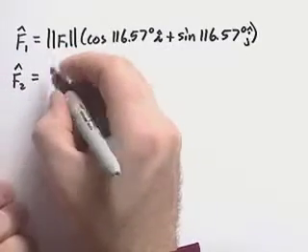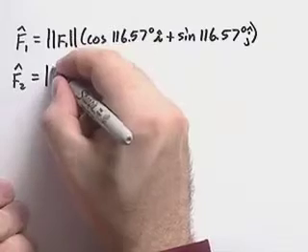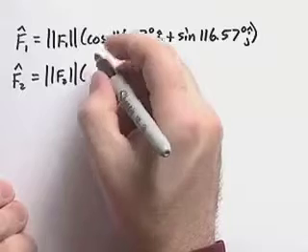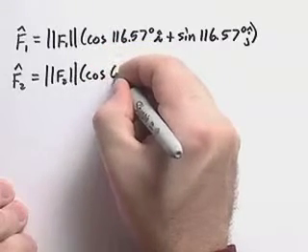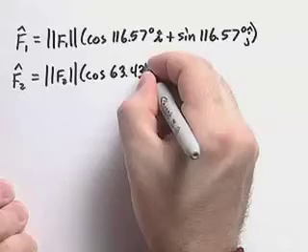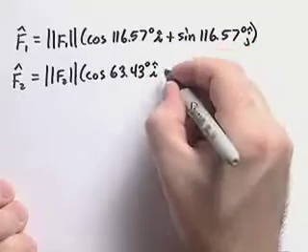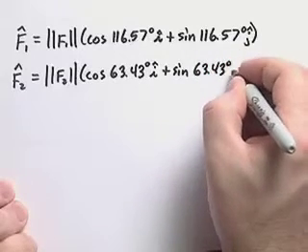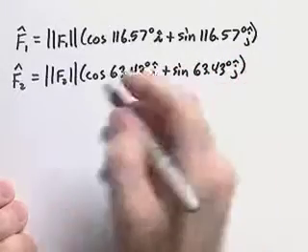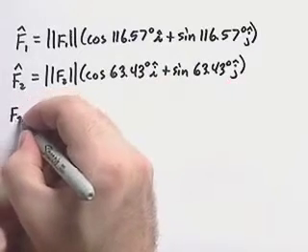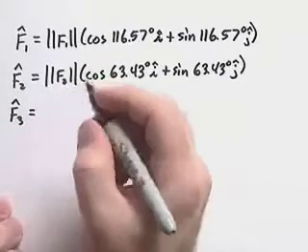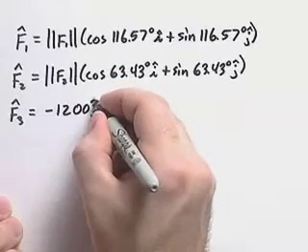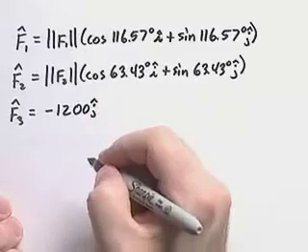Force vector 2 will equal the magnitude of force vector 2 times the cosine of 63.43 degrees, the unit vector i, plus the sine of 63.43 degrees times the unit vector j. Our third force, force 3, is equal to negative 1,200 j. It's only in one direction, it's all straight down.